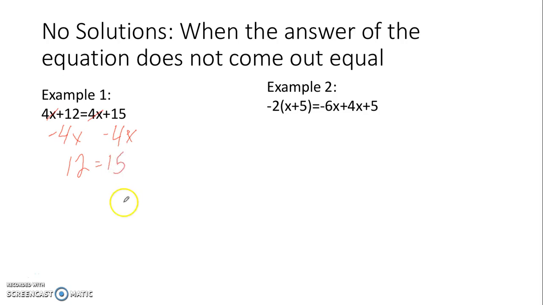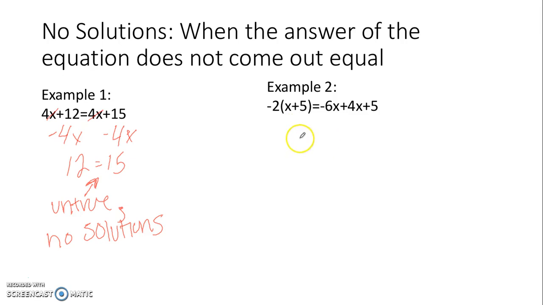Well, does 12 equal 15? No, it's not true. And because this is an untrue statement, that means that there are no solutions. So there's no solutions. It's not true.